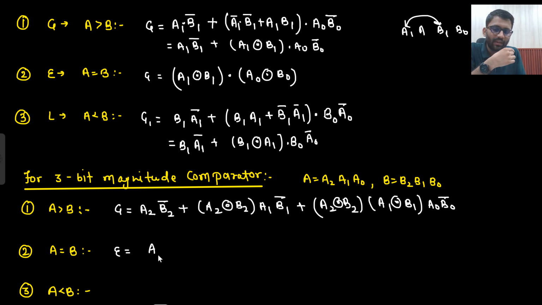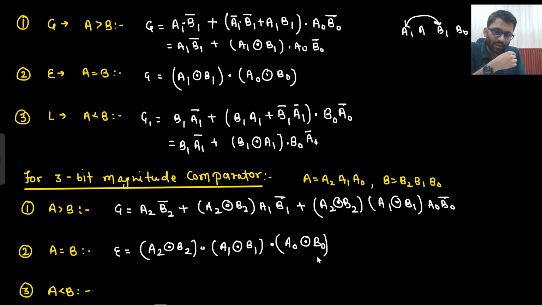What would it be for equal? For equal it would be A2 and B2 equal, and A1, B1 equal, and A naught, B naught equal. For equal, XNOR gate. Equal means XNOR gate. That's it. What about B greater than A?